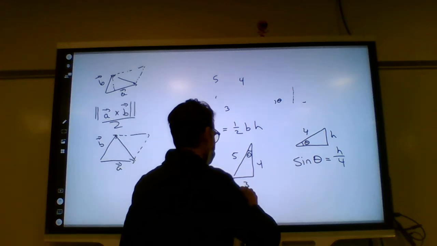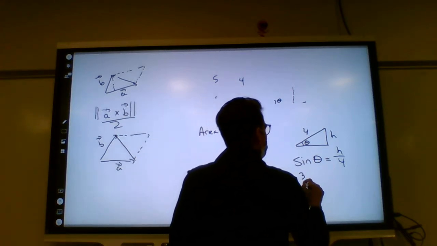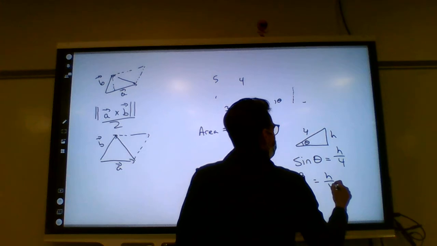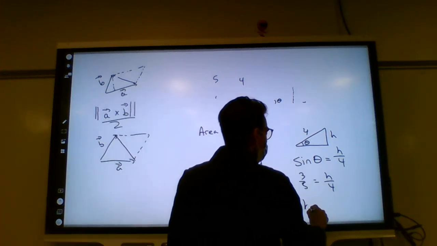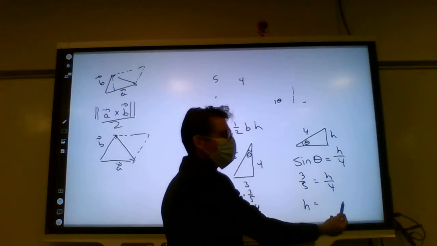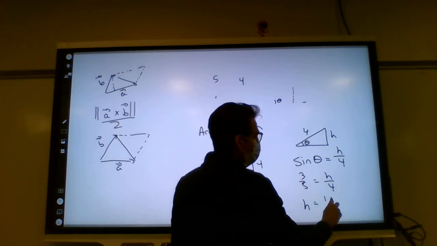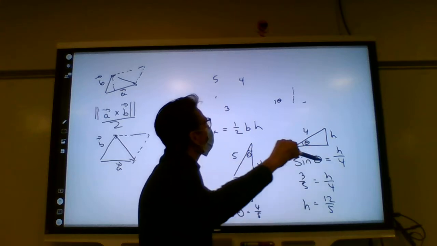All right, so what happens? Sine of theta is 3 over 5, which is h over 4. So what is h? Multiply both sides by 4 would be 12 over 5.